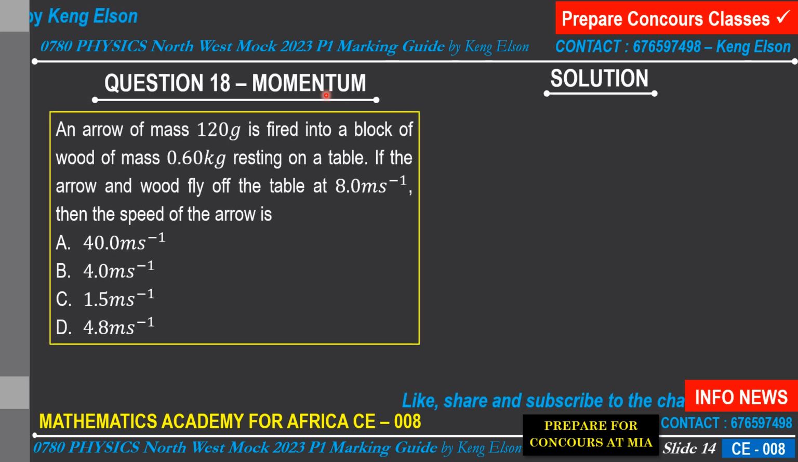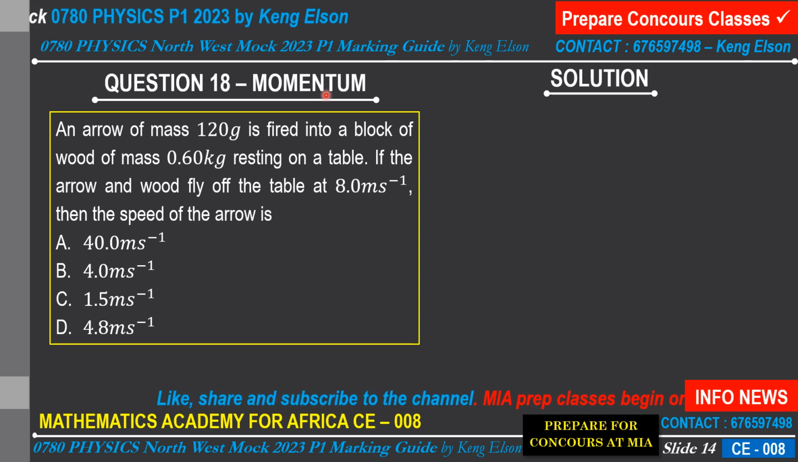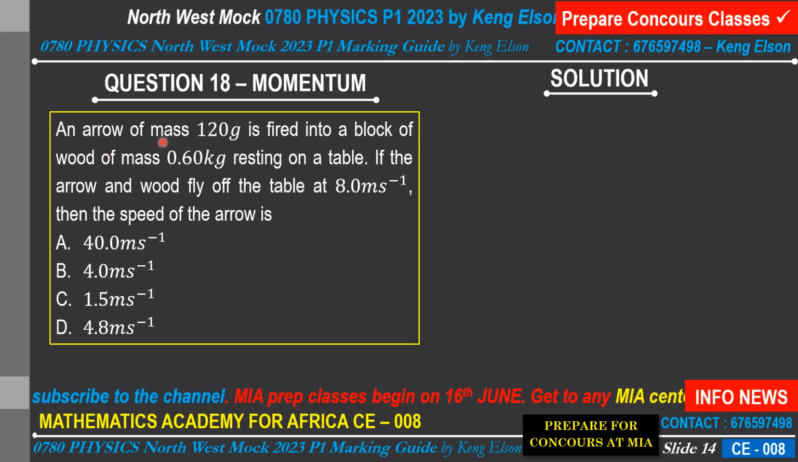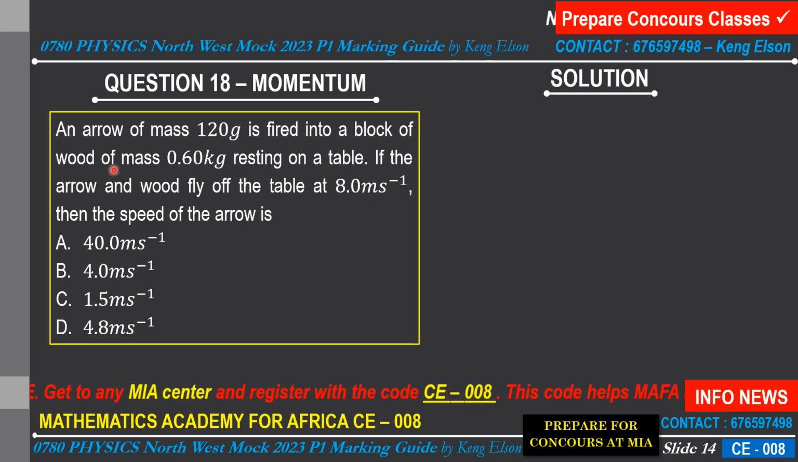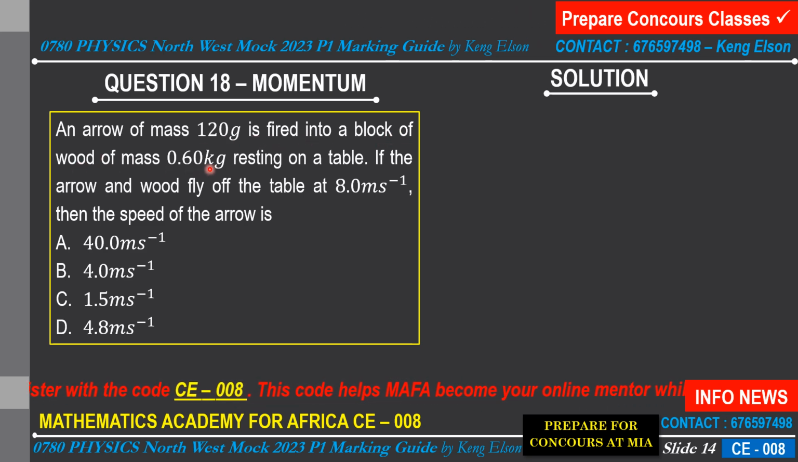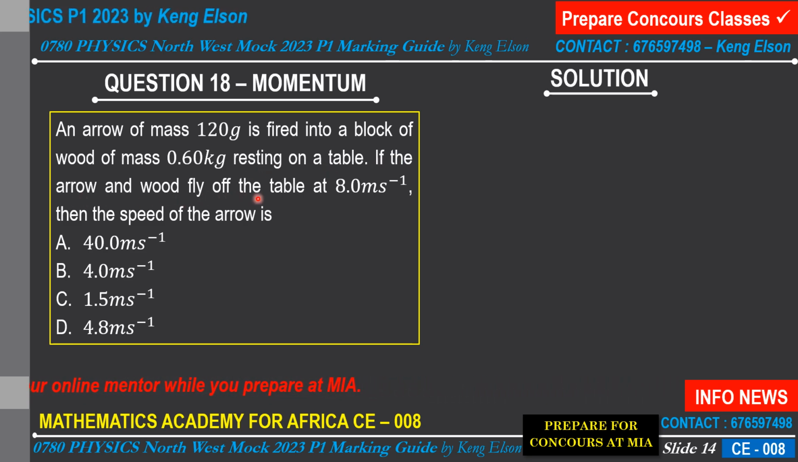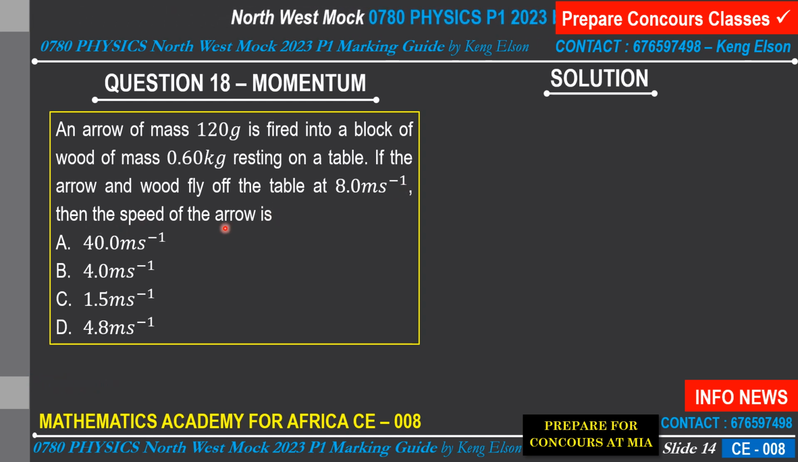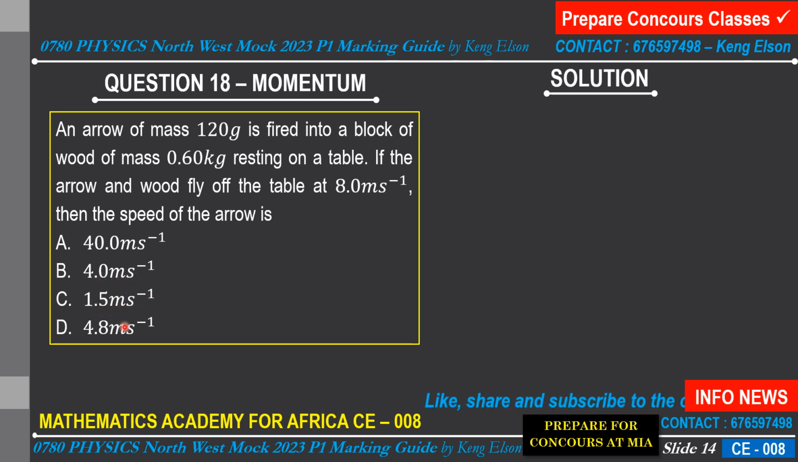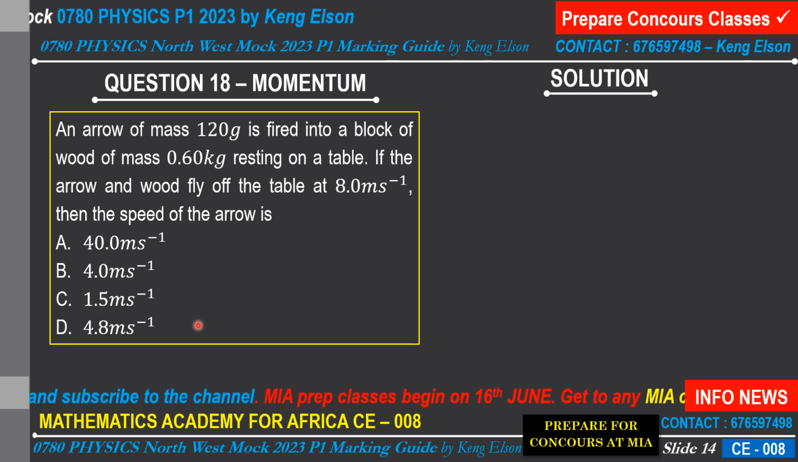Alright, question 18 is on the principle of conservation of momentum. The question reads, an arrow of mass 120 grams is fired into a block of wood whose mass is 0.060 kilograms resting on a table. If the arrow and the wood fly off the table at 8.0 meters per second, what is the speed of the arrow? Is it 40.0 meters per second, or 4.0 meters per second, or 1.5 meters per second, or 4.8 meters per second? So I'm just going to give you guys the diagram that I drew.